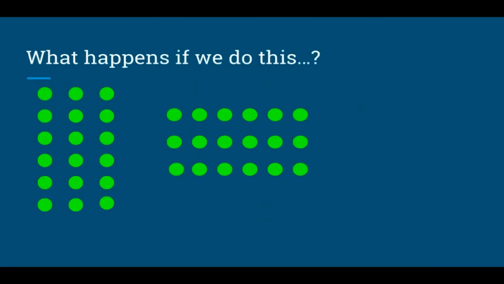So what happens if we do this? As you can see, I have an array on the left, but then I have an array that's turned around on the right. Same array, I just turned it.